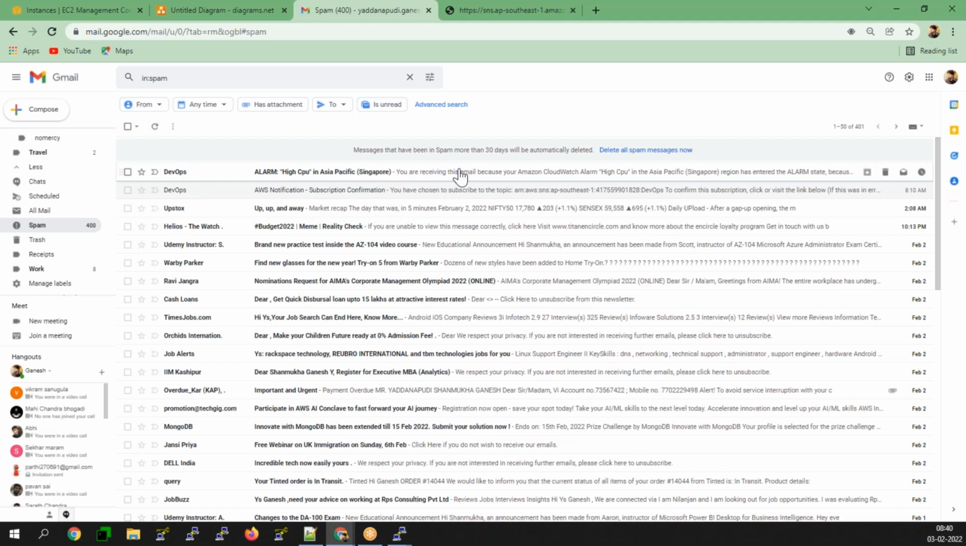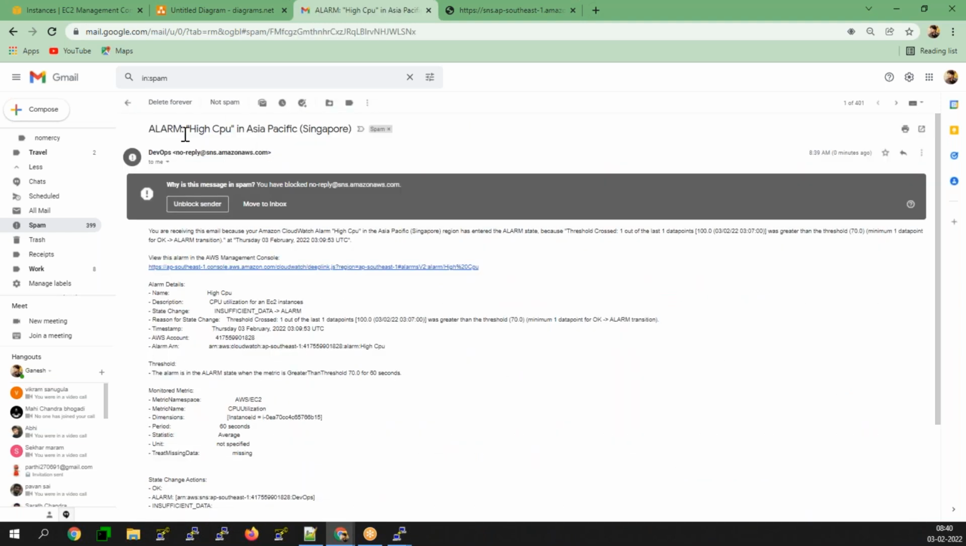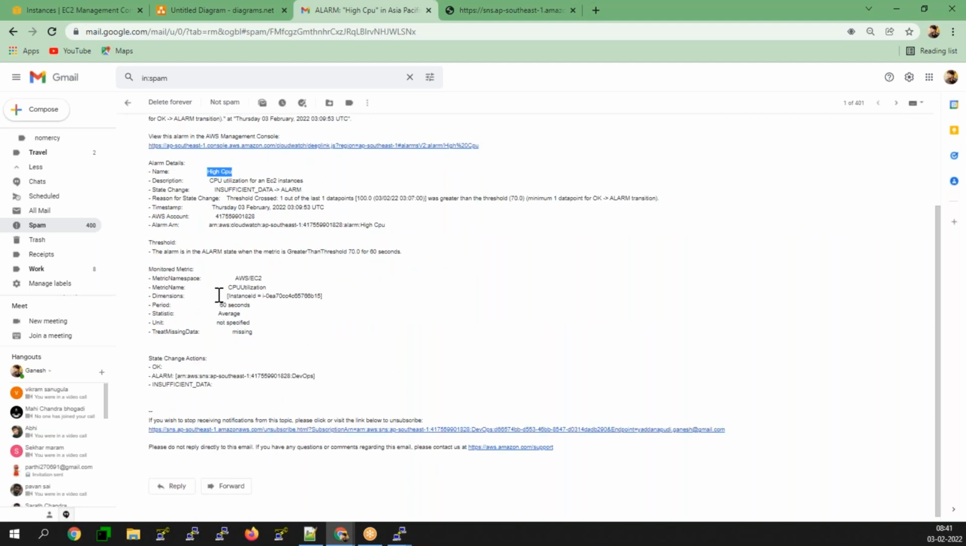See, if you observe, I got the alert here, high CPU utilization. Of course, I got the alert in the spam folder because I blocked Amazon.com completely, right? But you guys are going to get it from Amazon.in, sorry, in the inbox only. See, as soon as the CPU utilization goes high, you are going to be integrating with the respective instance. What is the instance ID? The threshold limit will be high.